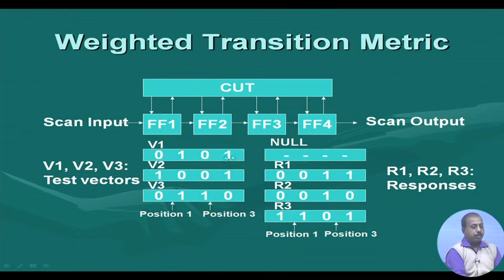This way, for this entire set of test vectors and responses, we can compute the weighted transition for each test pattern and the response, and those values can be added to get the weighted transition metric.